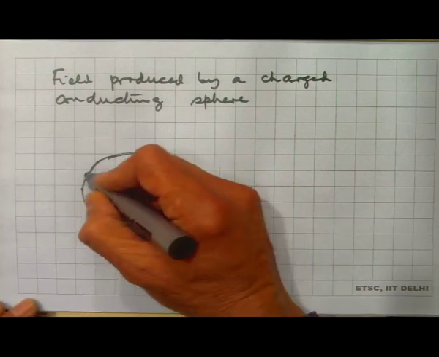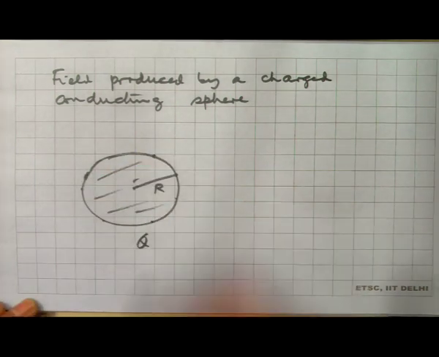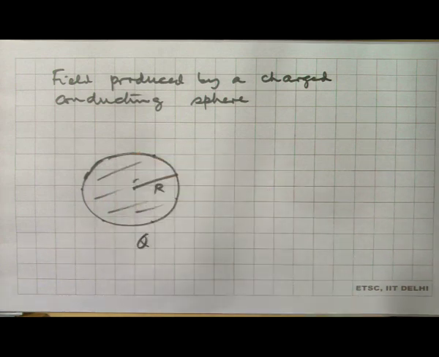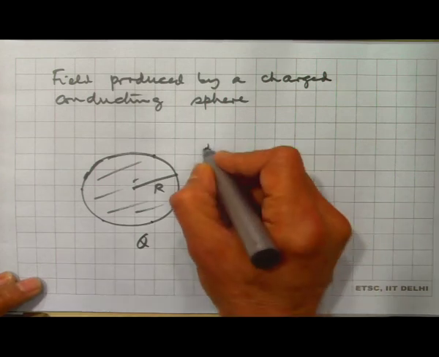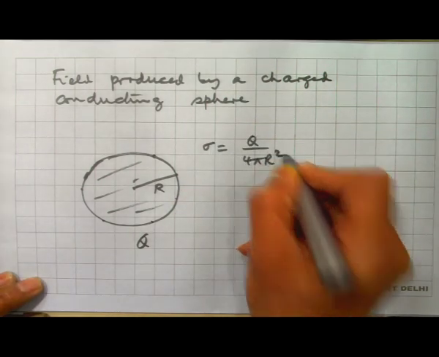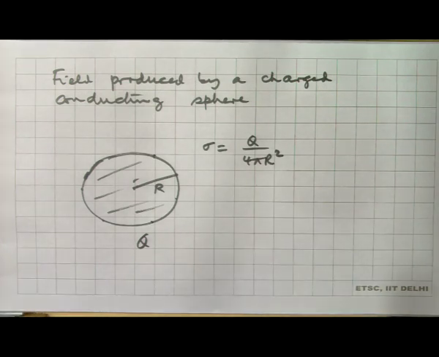Because if there is excess charge here, why should there be excess charge here and not here? If you ask this question, because of symmetry, the charge gets equally distributed across the surface of the conductor and generates the surface charge density sigma equal to q by 4 pi r square. So, effectively we are looking at a problem in which I have a surface charge density q by 4 pi r square on a spherical surface, and I want to find the field produced by this charge distribution.